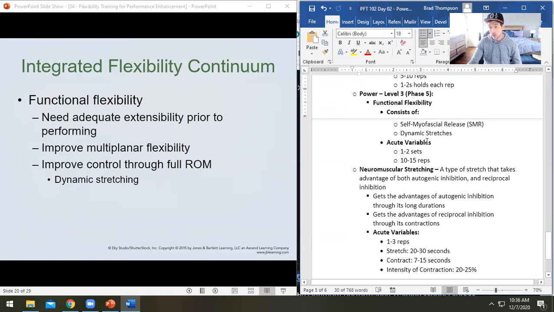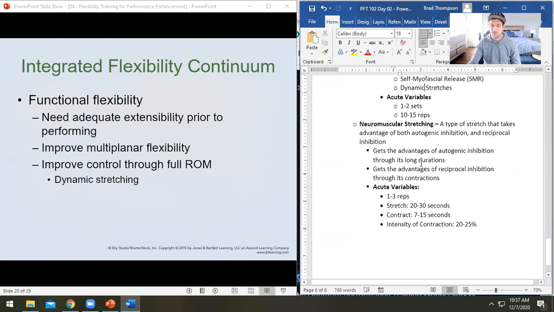Then in the power level, you are going to focus on functional flexibility, which is using stretch reflexes to actively turn your nervous system on. And you're going to do that through dynamic stretches.